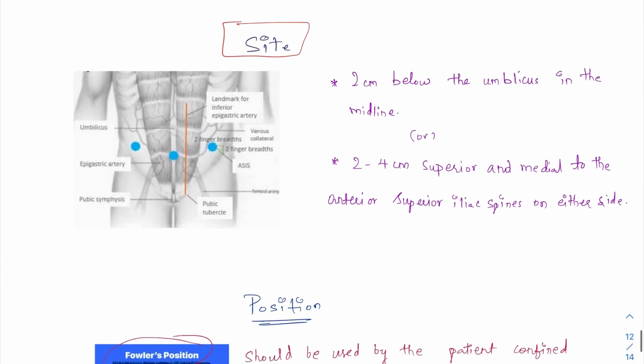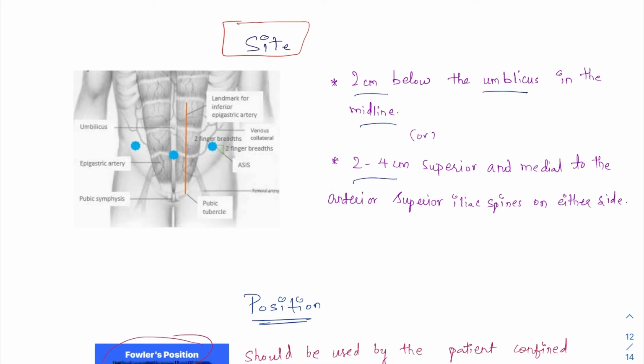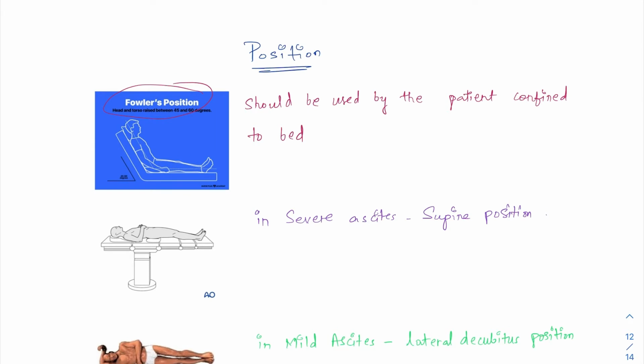Next is the site where we have to insert the needle, that is 2 centimeters below the umbilicus in the midline, or 2 to 4 centimeters superior or medial to the anterior superior iliac spines on either side. Next, coming to the position, we use Fowler's position, as shown in the figure. This should be used for the patient who is confined to the bed.